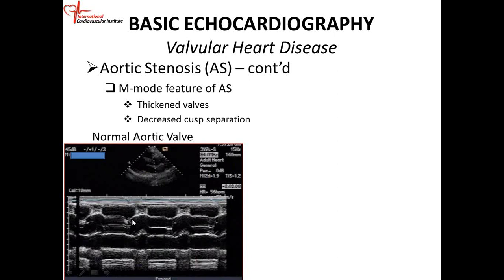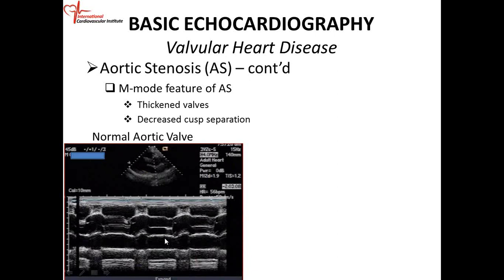Below the RV cavity is the aortic wall, because that's the next structure the cursor crosses. So this is the aortic wall. This is this portion of the aortic wall, and then the lower portion of the aortic wall is right there. Inside the aortic wall is the aortic valve. So this structure right here, inside the aortic wall, is the aortic valve.